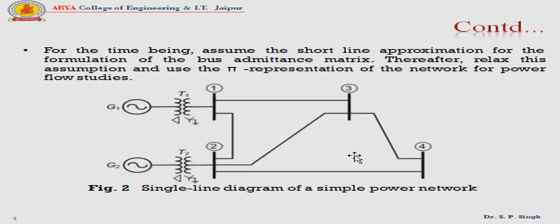Consider the 4-bus power system shown in figure 2. This contains two generators G1 and G2 that are connected through transformer T1 and T2 to buses 1 and 2. Let us denote the synchronous reactances of G1 and G2 by Xg1 and Xg2 respectively, and the leakage reactances of T1 and T2 by Xt1 and Xt2 respectively. Let Zij denote the line impedance between buses i and j.